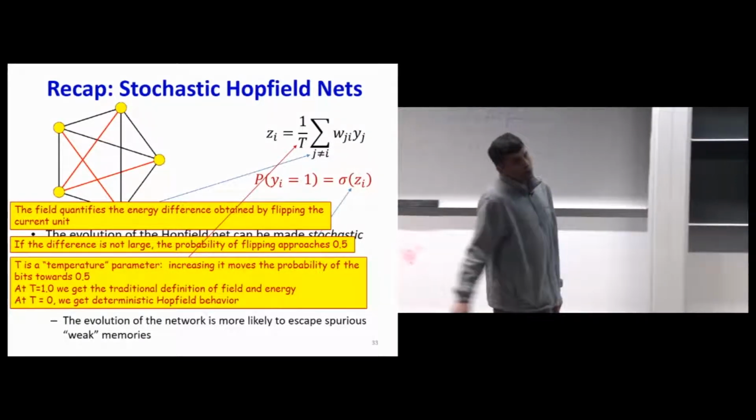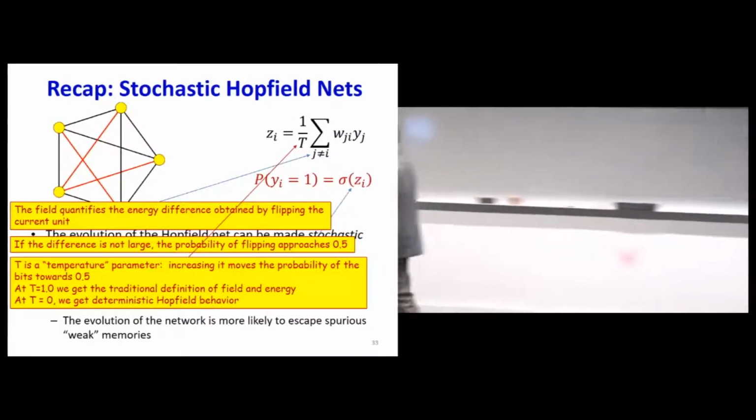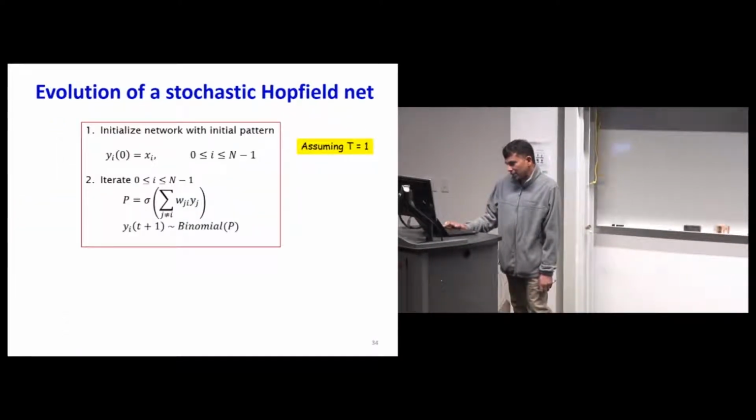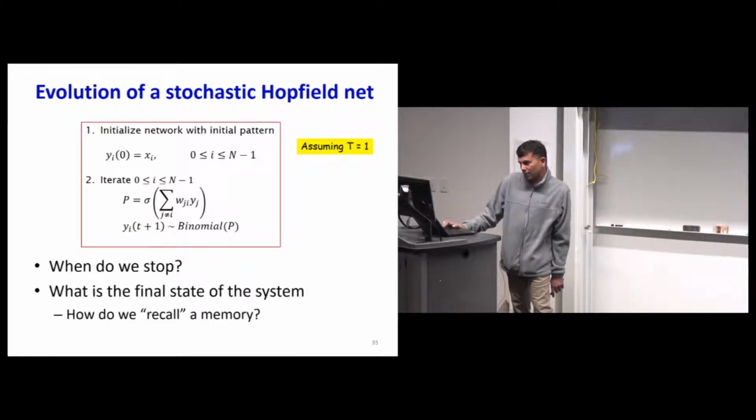And now you can use this temperature to actually escape local minima. And the way you would do it is that here's how the Hopfield network evolved, right? At each bit, you checked if flipping the bit reduced the energy. If it did, you flip the bit.